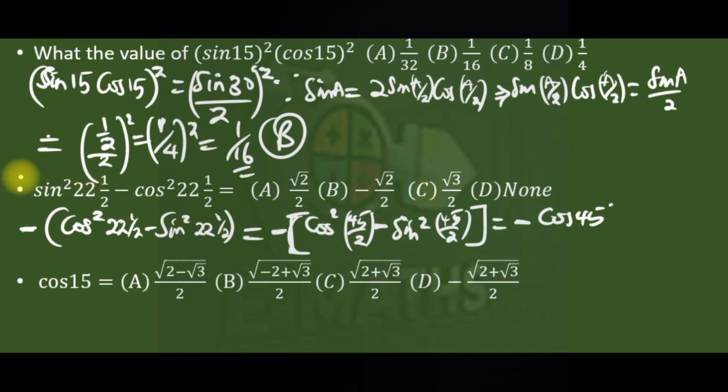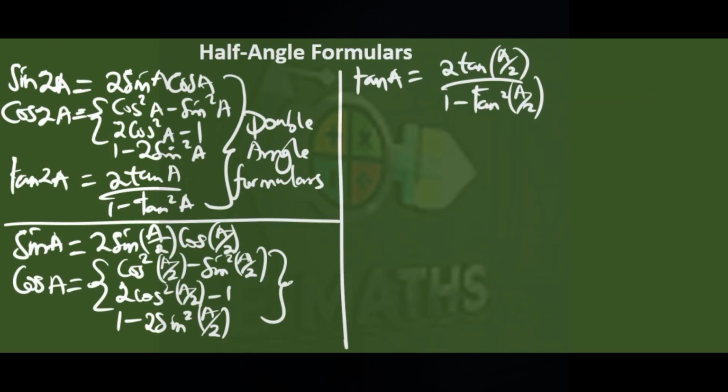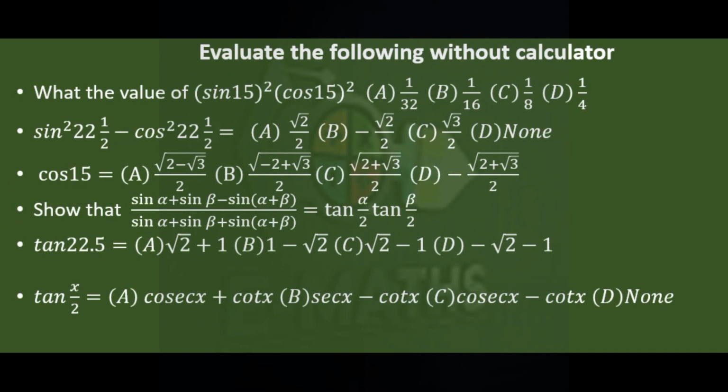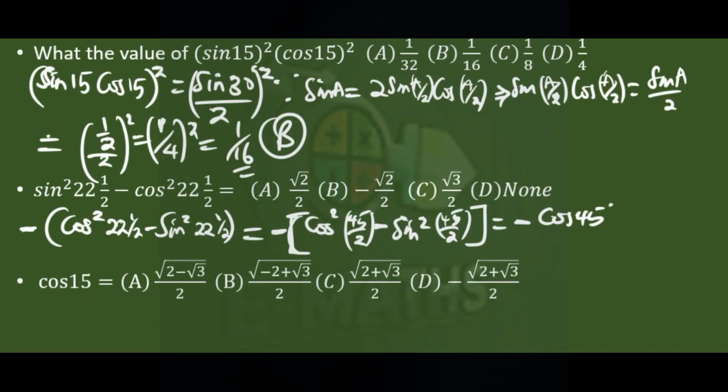Yes, because from our half angle formula, cos a is cos squared half a minus sine squared half a. So if a is 45, I have 45 over 2, 45 over 2. So that's why I said it's cos 45. The minus is because of this minus sign, so it is minus cos 45, which is minus root 2 over 2. So this is option B. It's a very nice question.